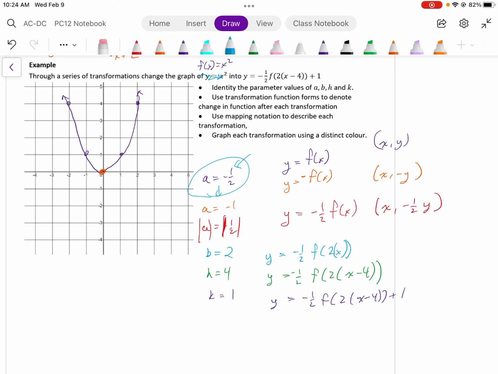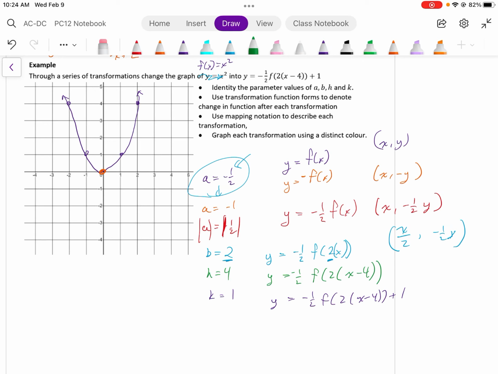The next thing I need to take a look at is this b. The b is really the coefficient in front of the x. But in point form, or mapping notation, x turns into x over 2, and my y value still remains the same. So far, so good, I hope.